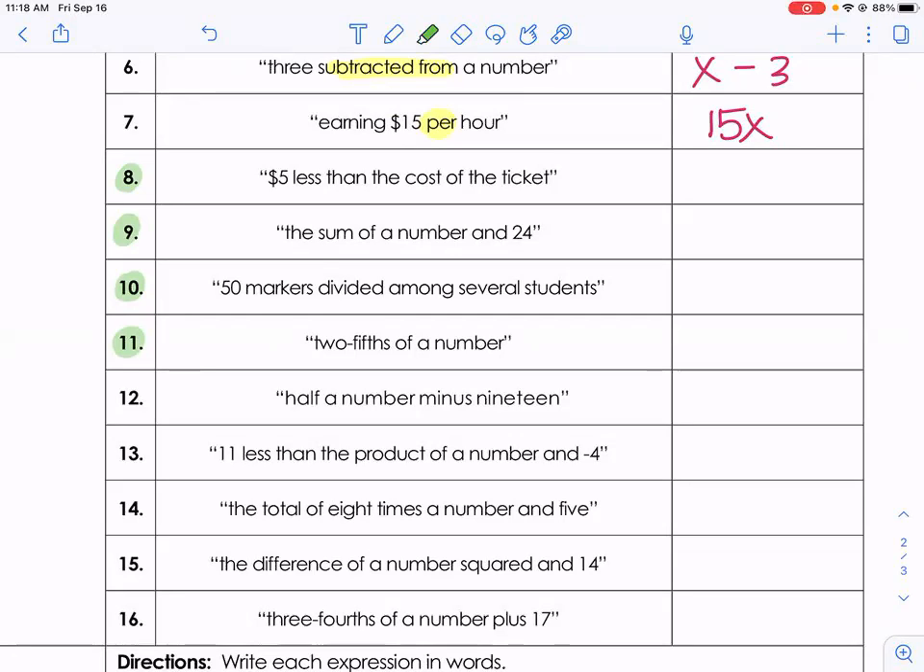Yeah. It's definitely like divided by a number. Right, so we have 50 markers that we're dividing among a number of students. Okay. Yeah, so the 50 being first. Give me a thumbs up if you have all 4.